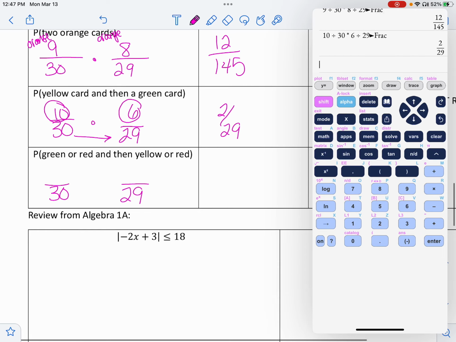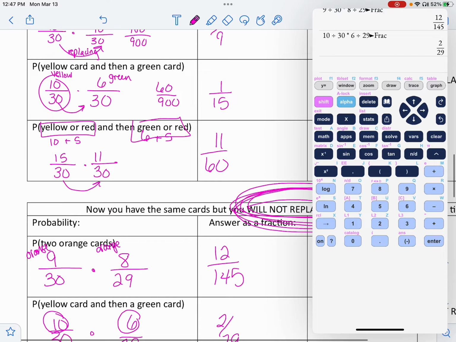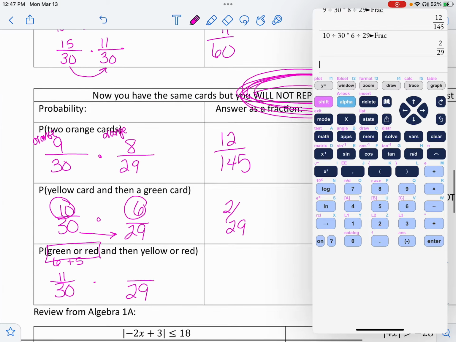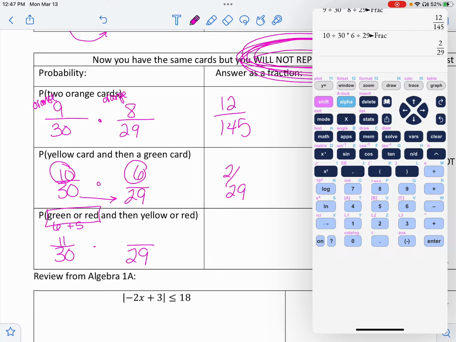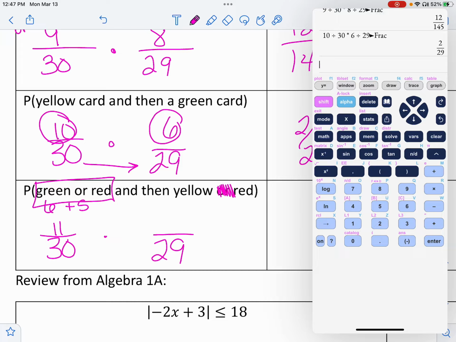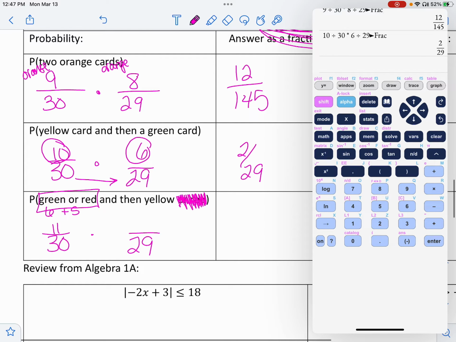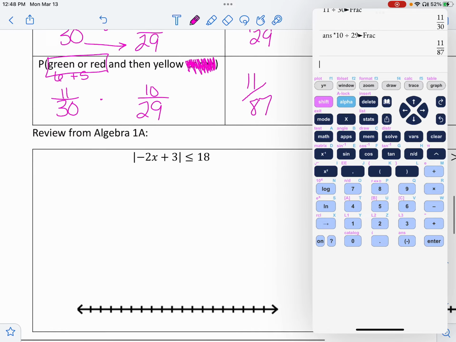a fraction. Now I'm looking for green or red. So how much was the green? The green was 6 and the red was 5, so it's 11, times yellow or red. Ooh, I'm going to need to change that note just to say yellow, so not or red, okay? That's a little too complicated for us. All right, so we're looking for green or red and then just yellow, and that was 10. Okay, so we're going to do 11 out of 30, math, enter, enter. Oh, times 10 out of 29, math, enter, enter, and we end up with 11 over 87.